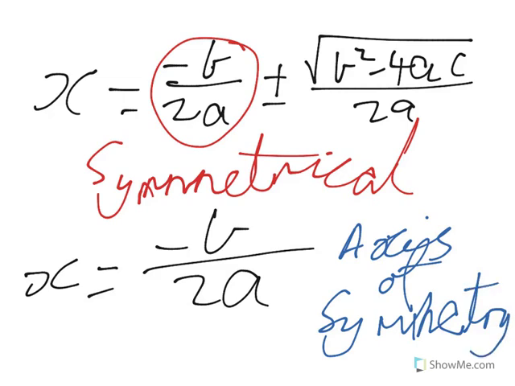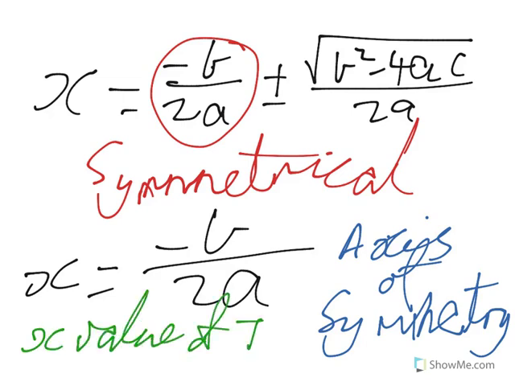And so, of course, that's also the x value of the turning point as well. Alright, so for things that are a bit more complicated, we can use that rather than doing the completing the square. So let's have a look at a couple of examples.